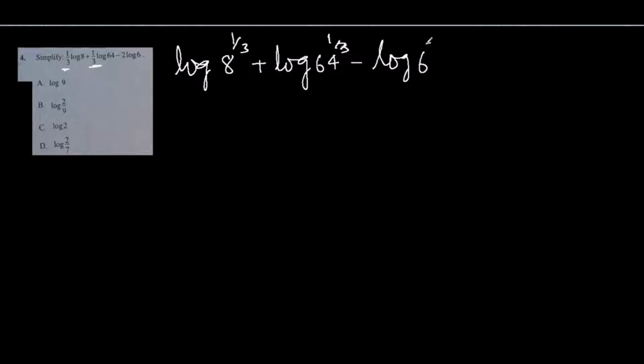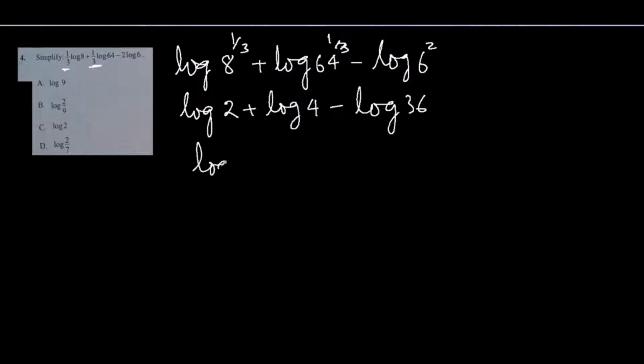To merge logs into one log, we should get rid of this 1 over 3 and 1 over 3 first. So let's do that. So log 8 to the power 1/3. So 1/3, which was a coefficient, became the exponent, plus log 64 to the power 1/3 similarly, and minus log 6 squared. Now we can write this as, because 1/3 exponent of 8 is 2, plus 1/3 exponent of 64 is 4, minus, and square of 6 is 36.